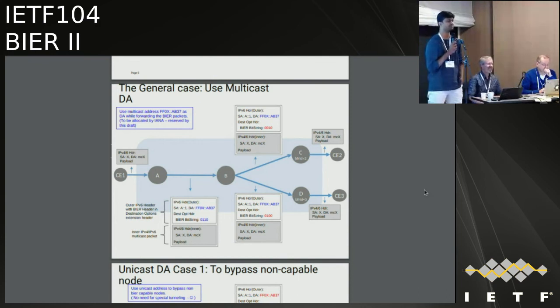We don't have a procedure right now for BIER on a LAN, right? So basically having a multicast destination address, if you have 3 routers on a LAN or so, would still need to be defined, right? Yeah, we will.